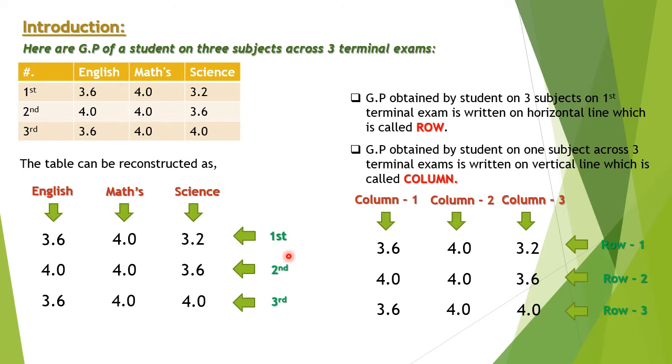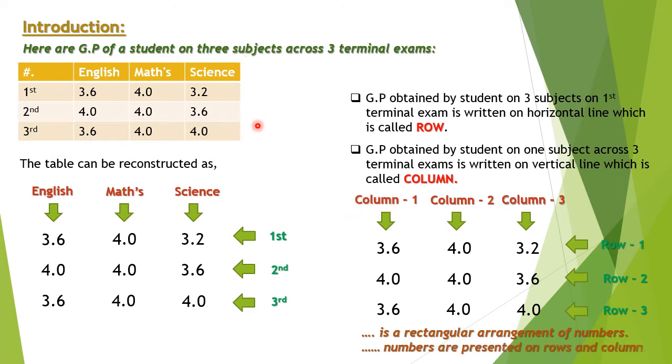So we started with the GP of a student on three subjects across three terminal examinations. Now all those GPs are like an arrangement of numbers in rows and columns. It's a rectangular arrangement of numbers. You can see it is just a rectangle. If somebody follows from right here, and he or she doesn't know it is a GP, then they will say that it is an arrangement of numbers and they are in rows and columns, isn't it? So numbers are represented in rows and columns. We started with the table form, and initially it was three subjects and the GP obtained on three subjects. Now it is just an arrangement of numbers in rows and columns.